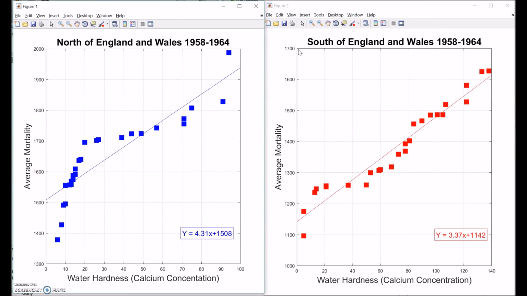Another option is to keep the water the way it is, but simply implement distillation units. If we implement distillation units throughout the northern and southern regions, there might be a drop in the average mortality rates.